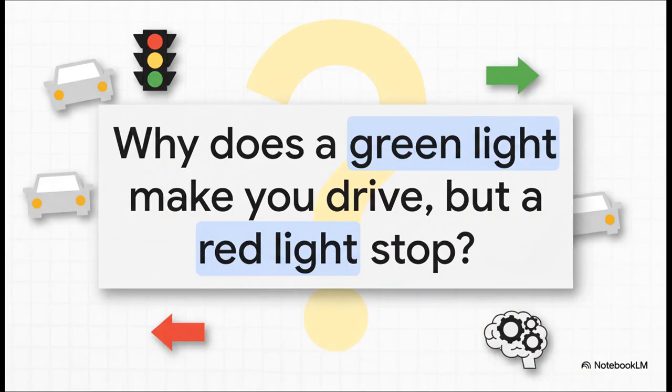So let's start with a really simple question that we all know the answer to, but maybe not the why behind it. Why exactly does a green light signal you to press the gas, while a red light makes you hit the brakes? Well, the answer lies in a core concept of behavior analysis.